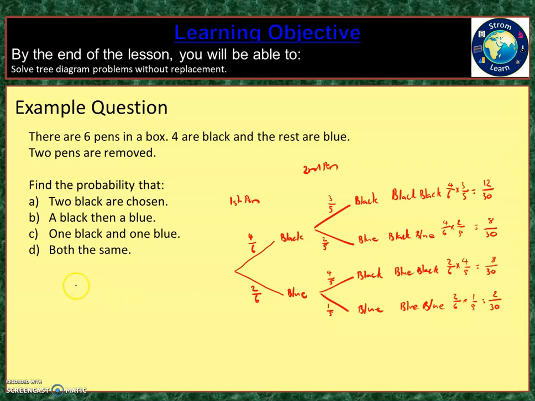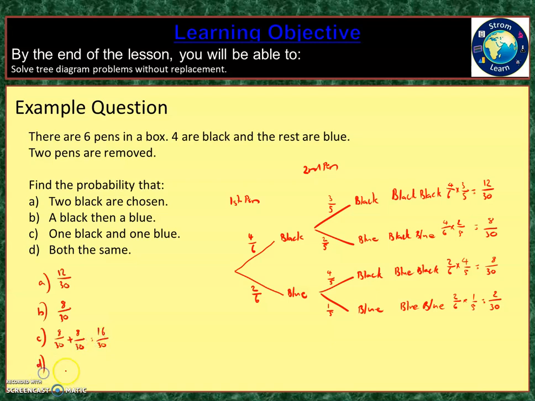So now let's look at answering the questions. So find the probability 2 black are chosen. So black then black, that was 12 out of 30. Black then blue, that's 8 out of 30. 1 black and 1 blue, well that can be done in 2 different ways. So black blue plus blue black.